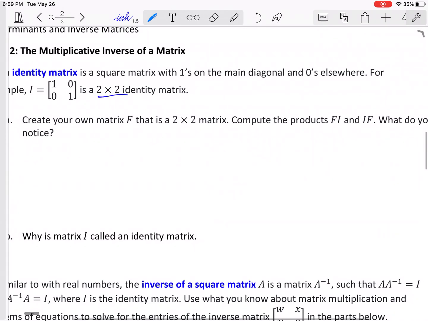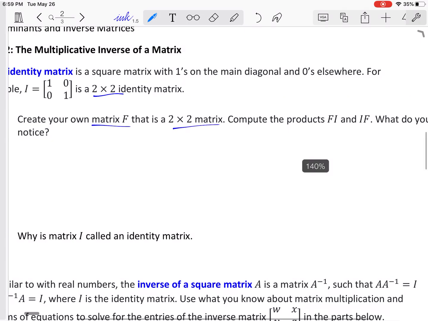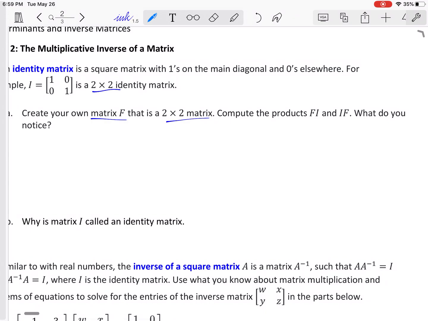Alright, so what I want you to do is pause the video and create your own matrix F that is 2 by 2 and compute the products FI, so F times I, and I times F, and explain what you notice. So go ahead and pause the video and give that a shot now.